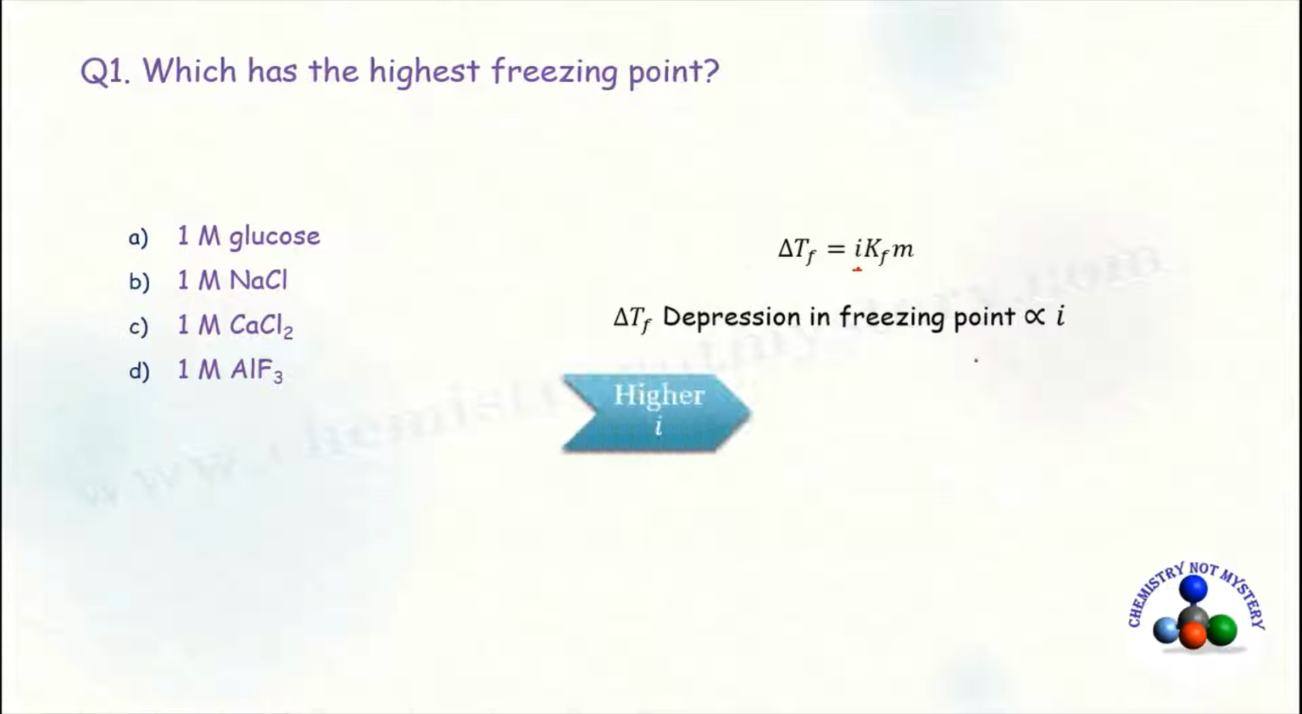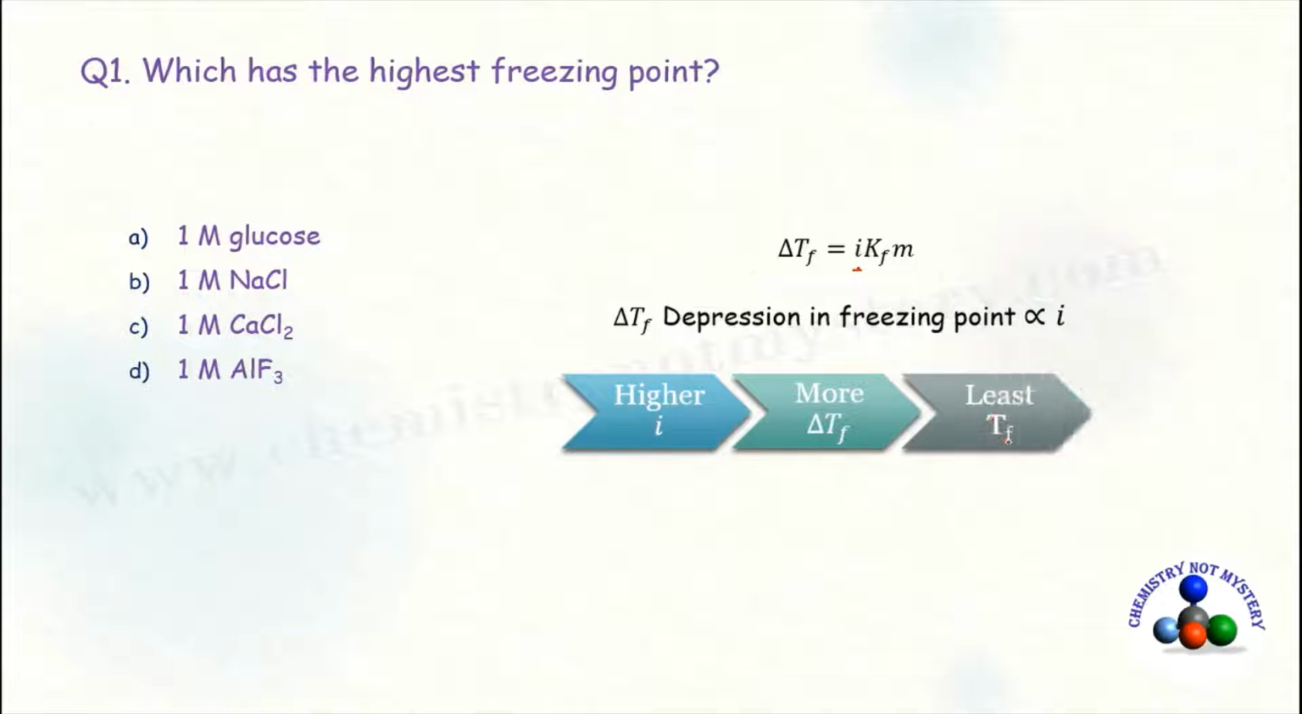For a higher value of Van't Hoff factor, there will be more depression in freezing point. As there is more depression in freezing point, there will be more drop in the freezing point of the solution. As there is more drop in the freezing point, the solution will have the least freezing point.